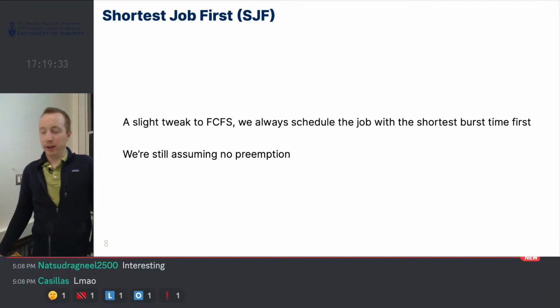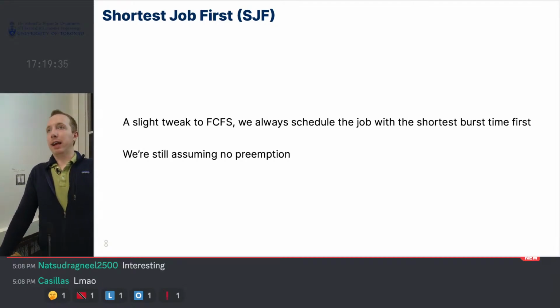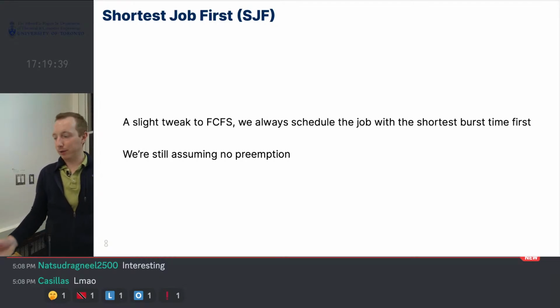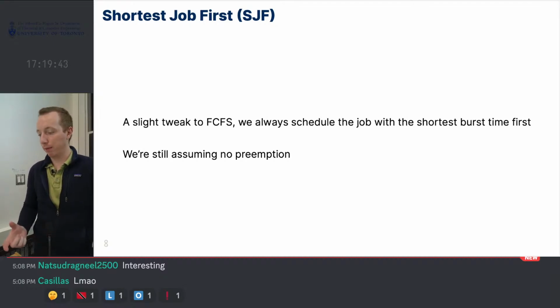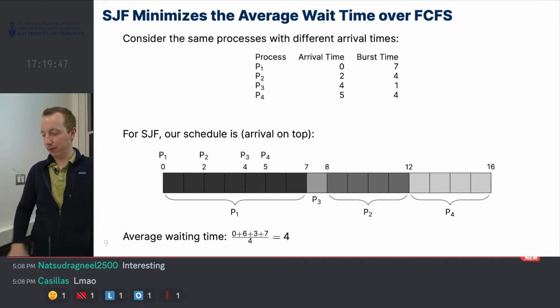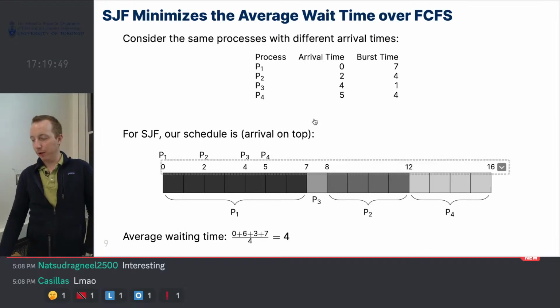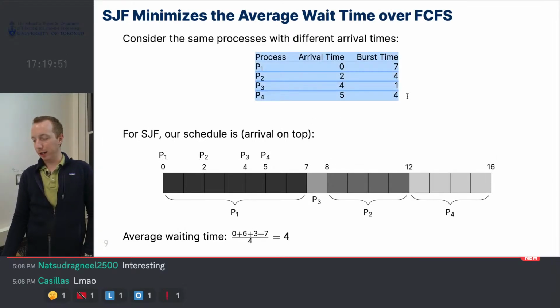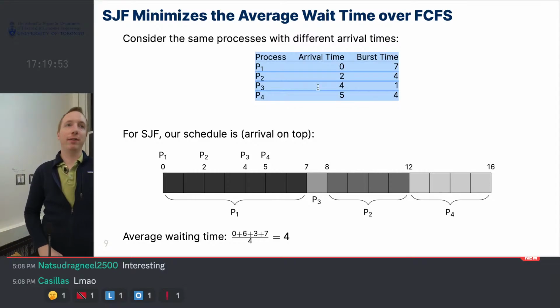So if we wanted to minimize average waiting time, we could do something like shortest job first. So it's a slight tweak where we always schedule the job that has the shortest burst time first. Again, we still don't have preemptions. So the only tweak I'm going to do here is change the arrival time of the processes so that they don't all arrive at time 0.